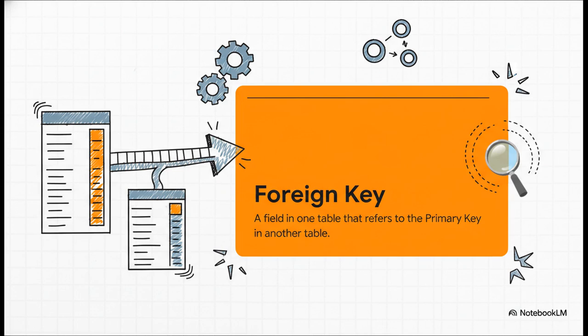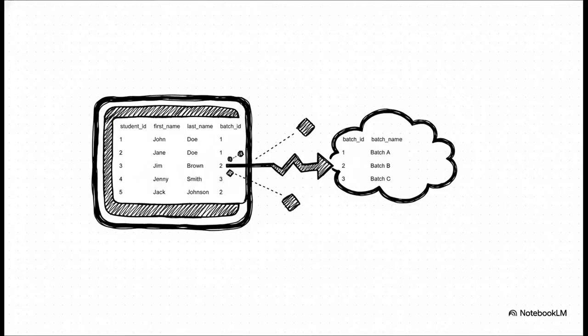Now for the other half of the handshake, the foreign key. A foreign key is a column in one table that points directly to the primary key in another table. It's the bridge, it's the link that creates the relationship, the line that connects the dots between our 2 separate lists. And here we see it in action.